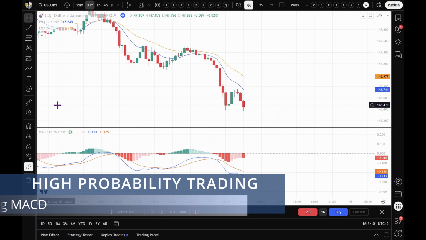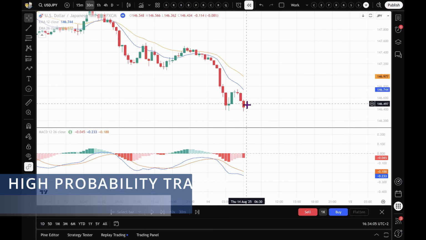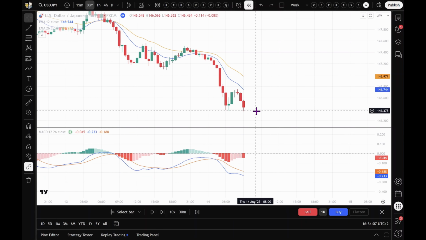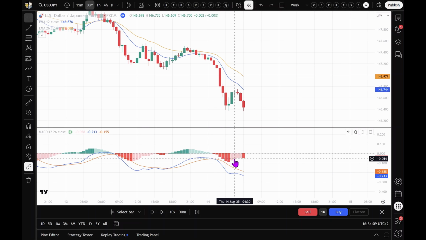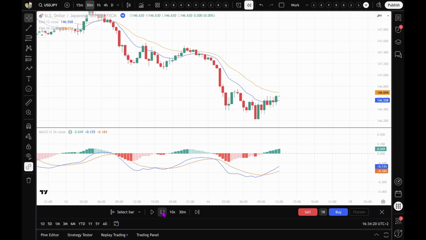Now let's analyze USD JPY on TradingView. We can clearly see a downtrend. Price is moving lower and lower, and the MACD is confirming bearish momentum. Let's see what happens next. Price continues to decrease before stabilizing, signaling the end of the downtrend, or at least a temporary pause. The MACD also confirms this by showing momentum shifting upward, so we can expect a reversal.